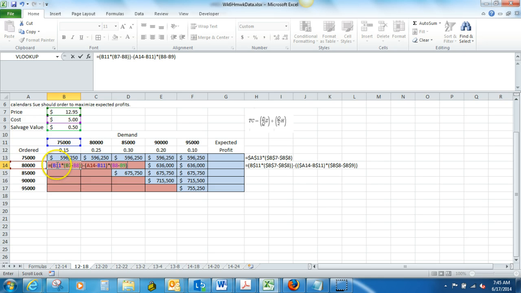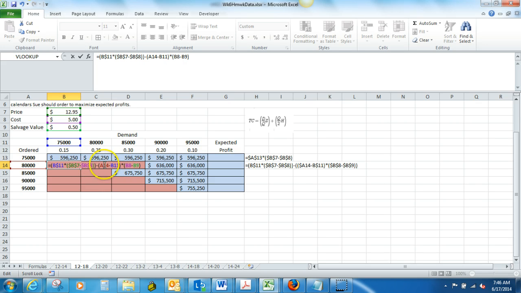Okay, once we've got that in there, we can go ahead and put in our absolute referencing. So we're going to do our B11 here, and we want to be able to copy that over but not down. So we're going to do an F4 so that there is a $ sign in front of the 11, and our B7 and our B8 should be absolute references.